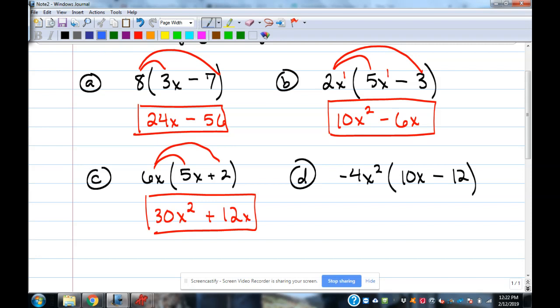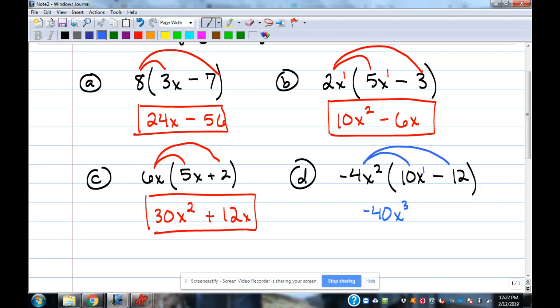So distributive property, that's all this is. We're distributing negative 4x squared to both pieces. Negative 40x to the third power this time because we have 2 plus 1 out of that. And then we have negative 4x squared times a minus 12.